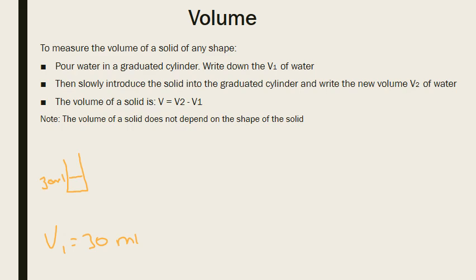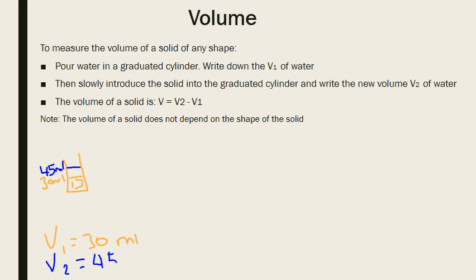What we do is we add solid into this water. When we add solid, the water is going to go up. Then we take the other measurement. So when the water goes up again, you take the reading, and let's say it came up to 45 ml. So this is called V2. Now the water with the solid is called V2.